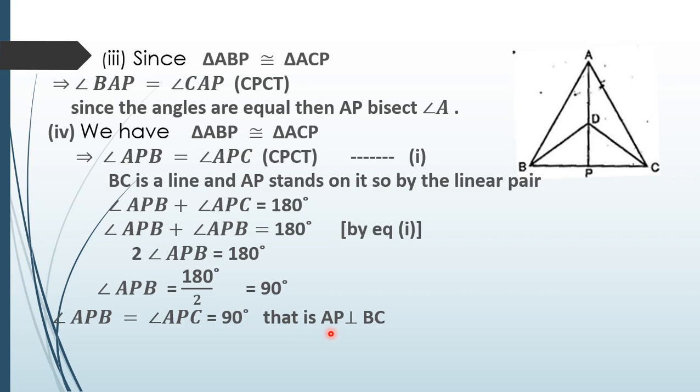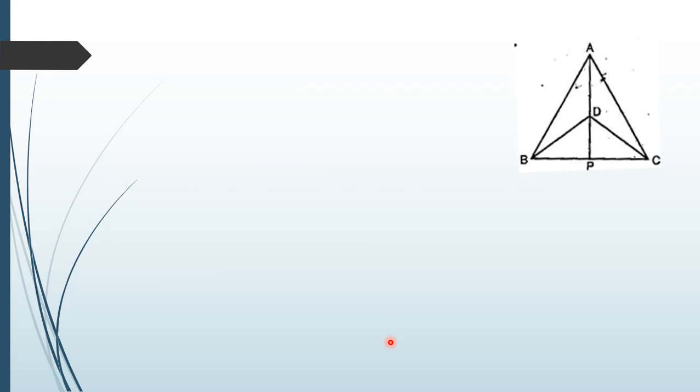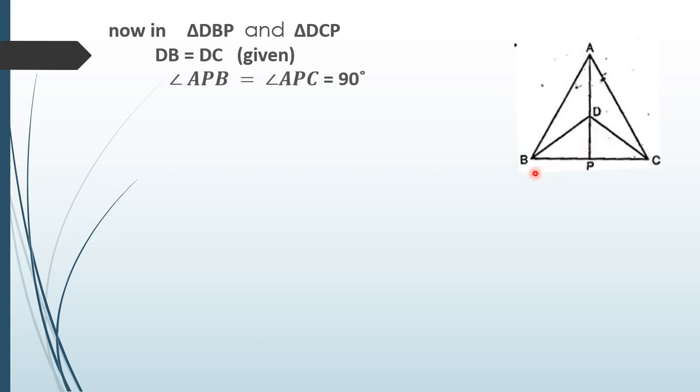So here we are getting AP is perpendicular to side BC. Now in triangle DBP and triangle DCP, these two triangles we now compare. Here side BD is equal to side DC, or CD. It is given in the problem as BDC is an isosceles triangle. Angle APB is equal to angle APC, as these two angles are equal to 90 degrees.